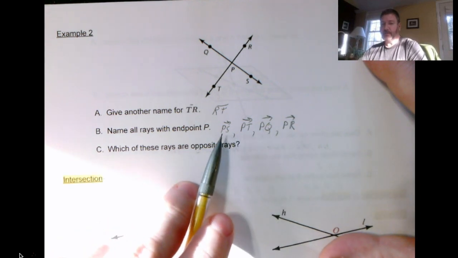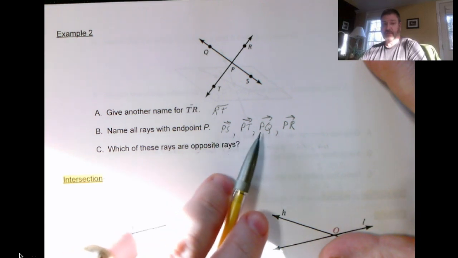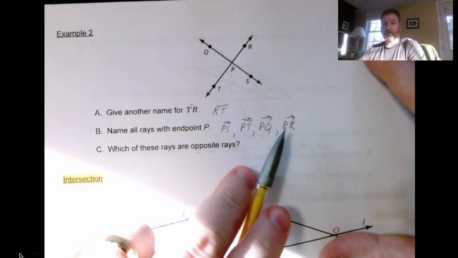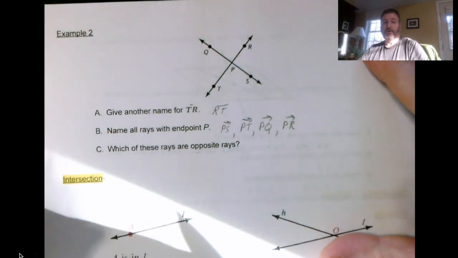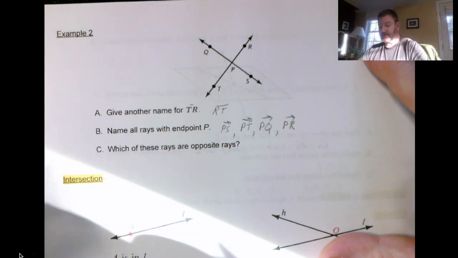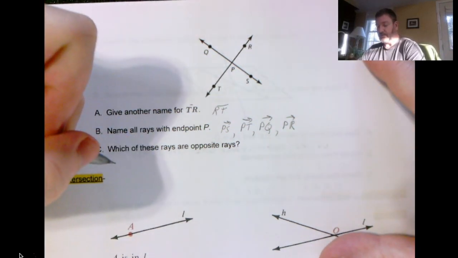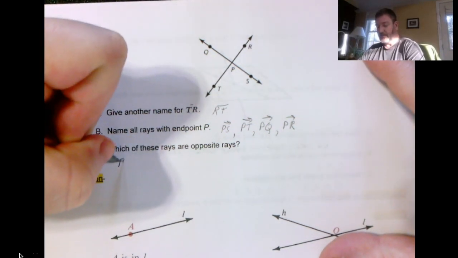Notice point P, which is called an ending point, but you could think of it more like a starting point if you want to. P is always the first letter in the ray. Ray RP is a completely different ray. Which of these rays are opposite rays? So there are 2 pairs of opposite rays.